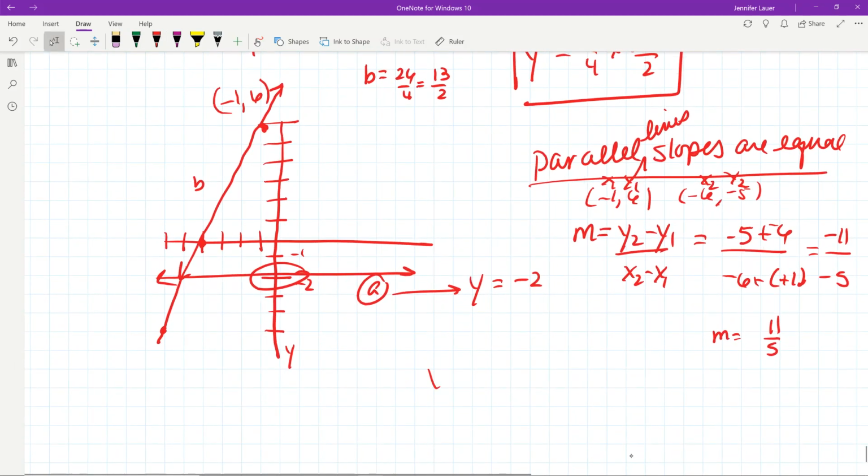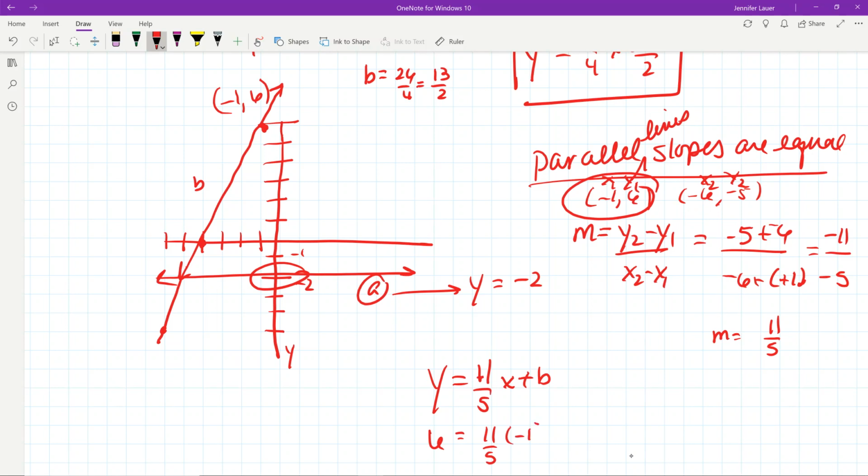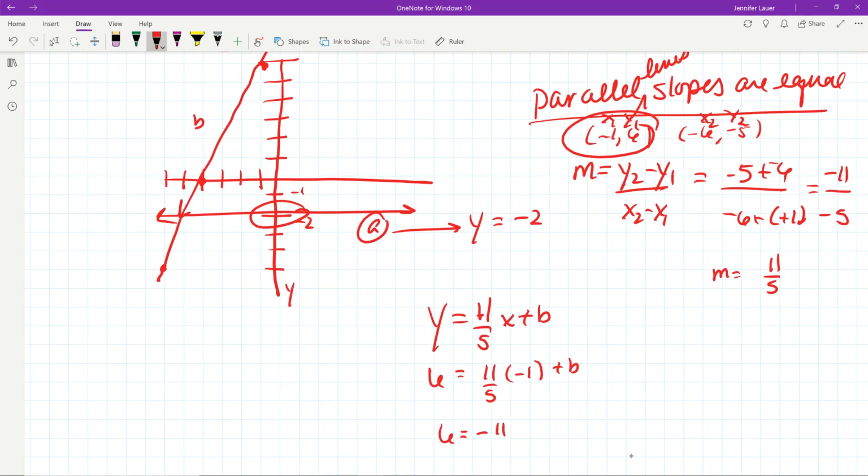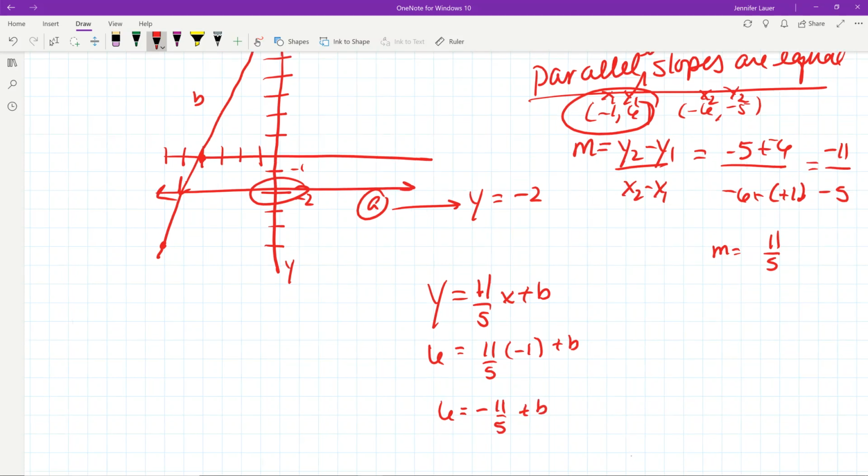So I'm going to plug it into the line. Oops, it's not negative. It's just 11/5. And then you can pick either of these points. It doesn't really matter which. It's completely up to you. And we can plug in and solve. 11/5 times -1 plus b. So 6 is equal to -11/5 plus b.